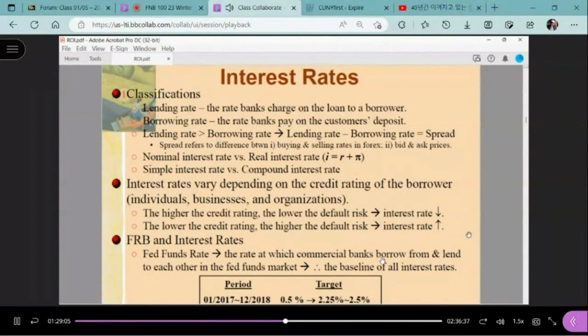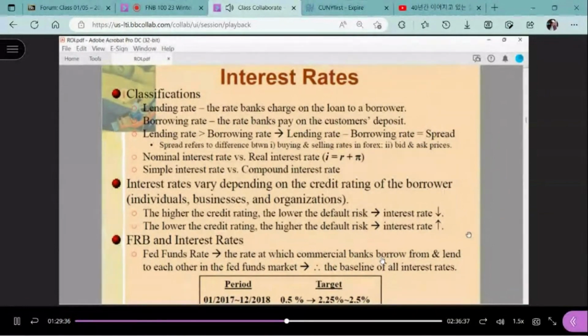And then when you put your money in the bank, you just get like 0.1%. So this difference between the borrowing rate and lending rate is called the spread, right? In this example, there's about 2.9% spread, and the spread is the main source of revenue of the bank. So that's one way to look at the interest rate.